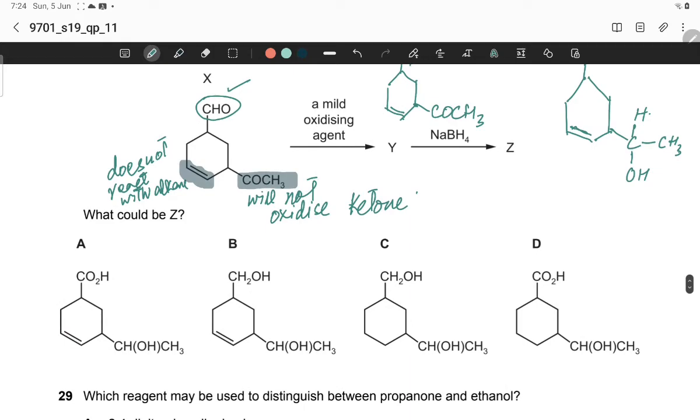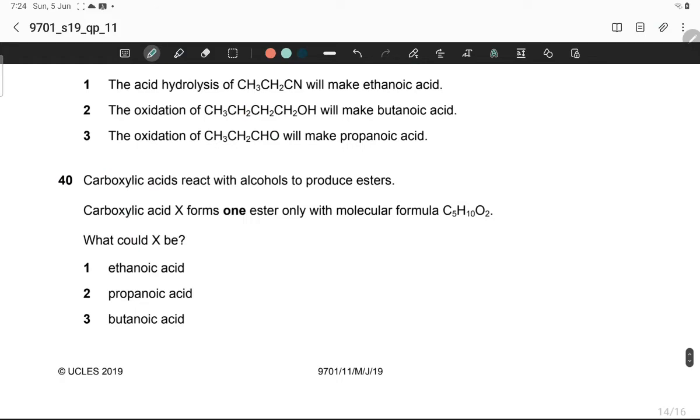So this is the possible structure. If we write like this, CO2H and CHOH CH3. The option is A. Next question is 40. Carboxylic acid reacts with alcohols to produce esters. Carboxylic acid X forms one ester only with molecular formula C5H10O2.